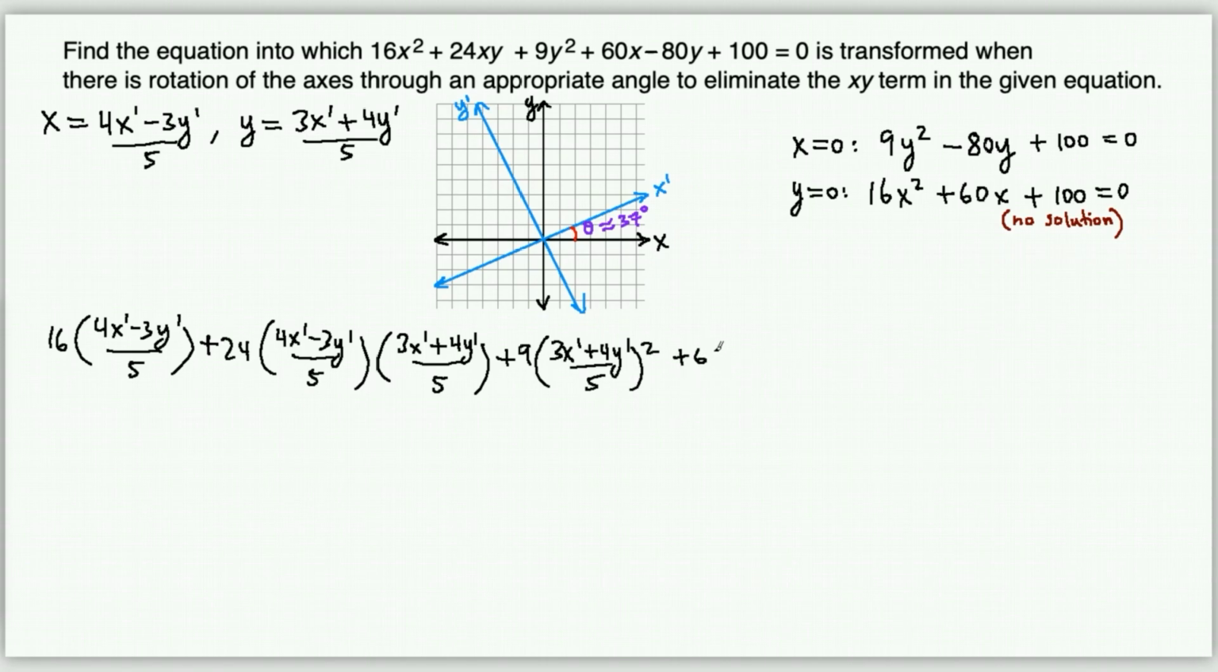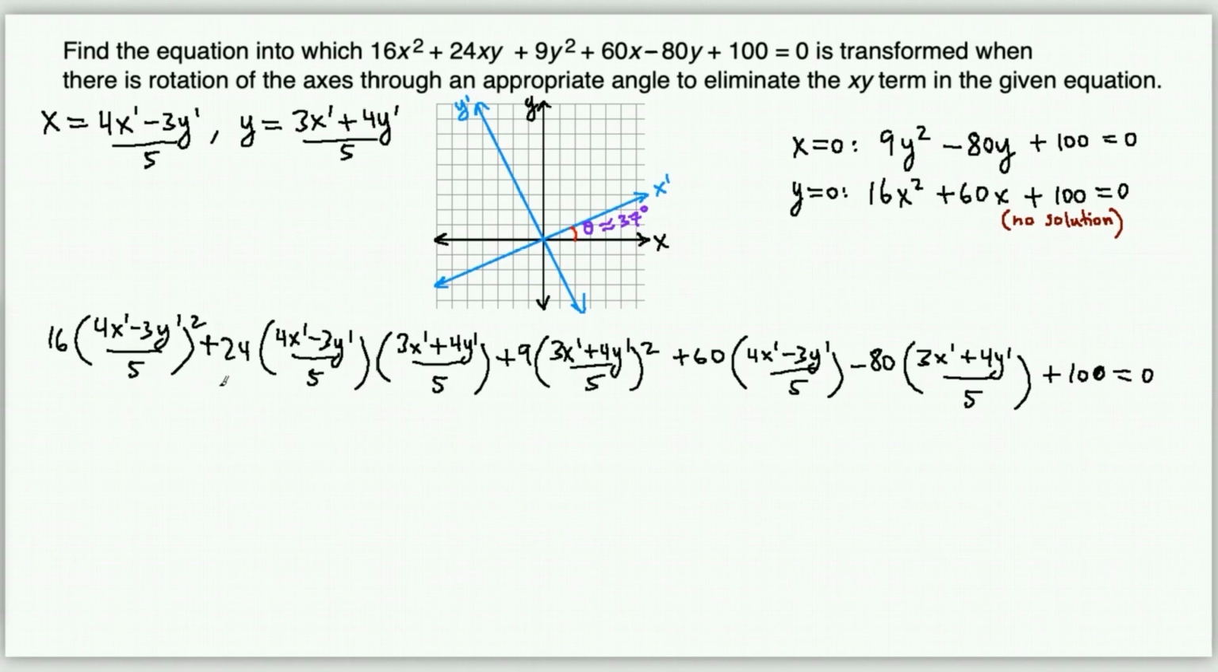Then plus 60x, that's just this, so 4x prime minus 3y prime divided by 5, minus 80. The y is here, so 3x prime plus 4y prime divided by 5. Almost done. Plus 100 is equal to 0. Good. So now we have to just simplify. This is a lot of simplification. Notice that all of these, and I forgot to square it, so this should be squared.